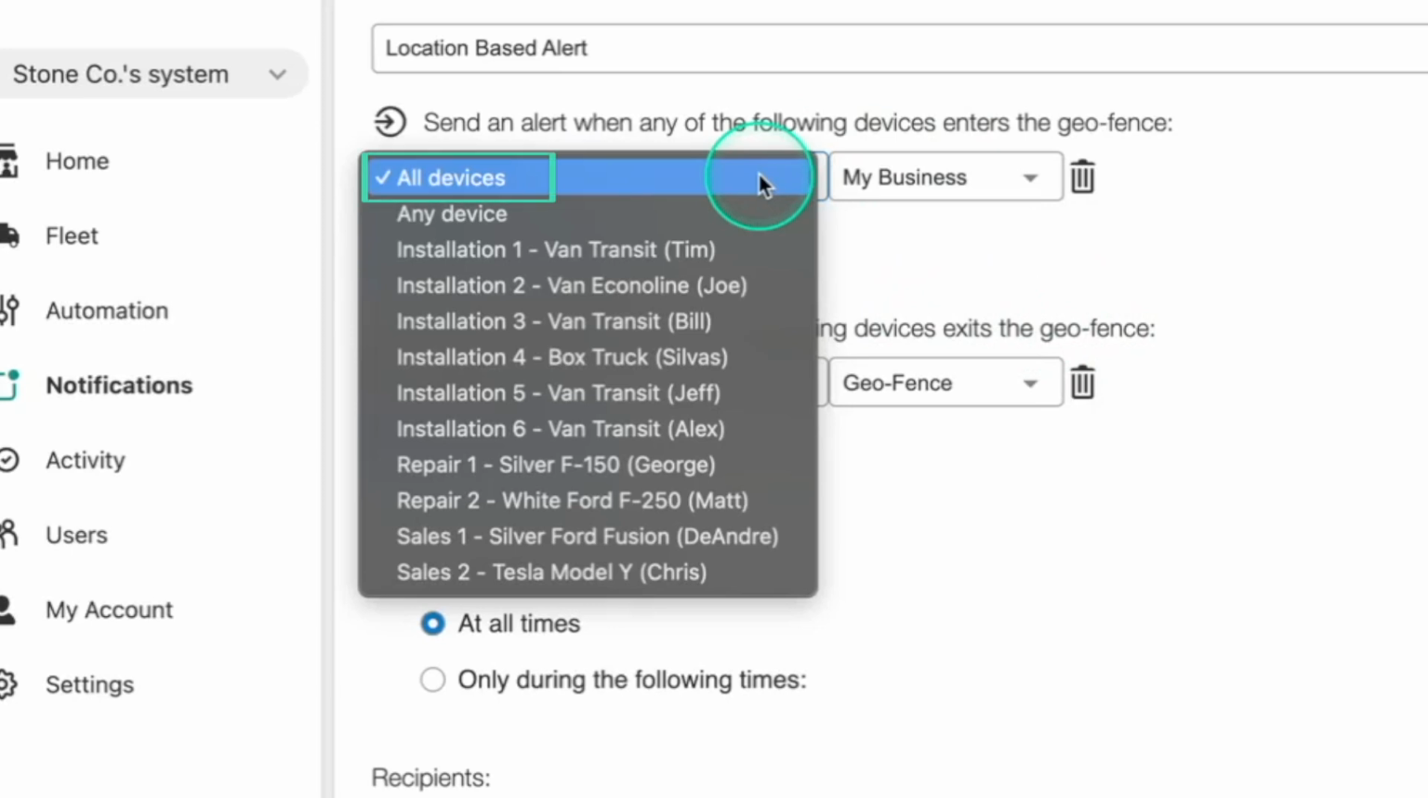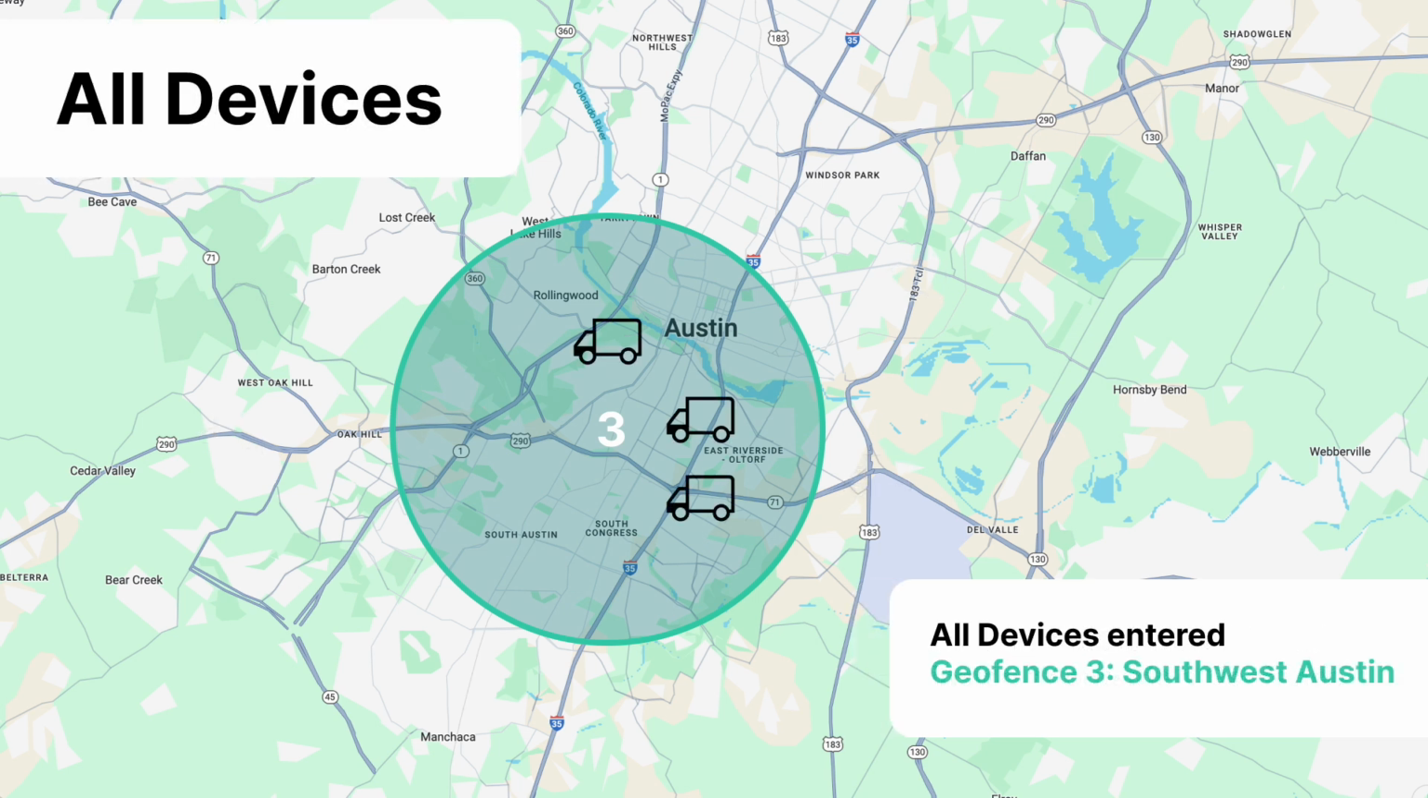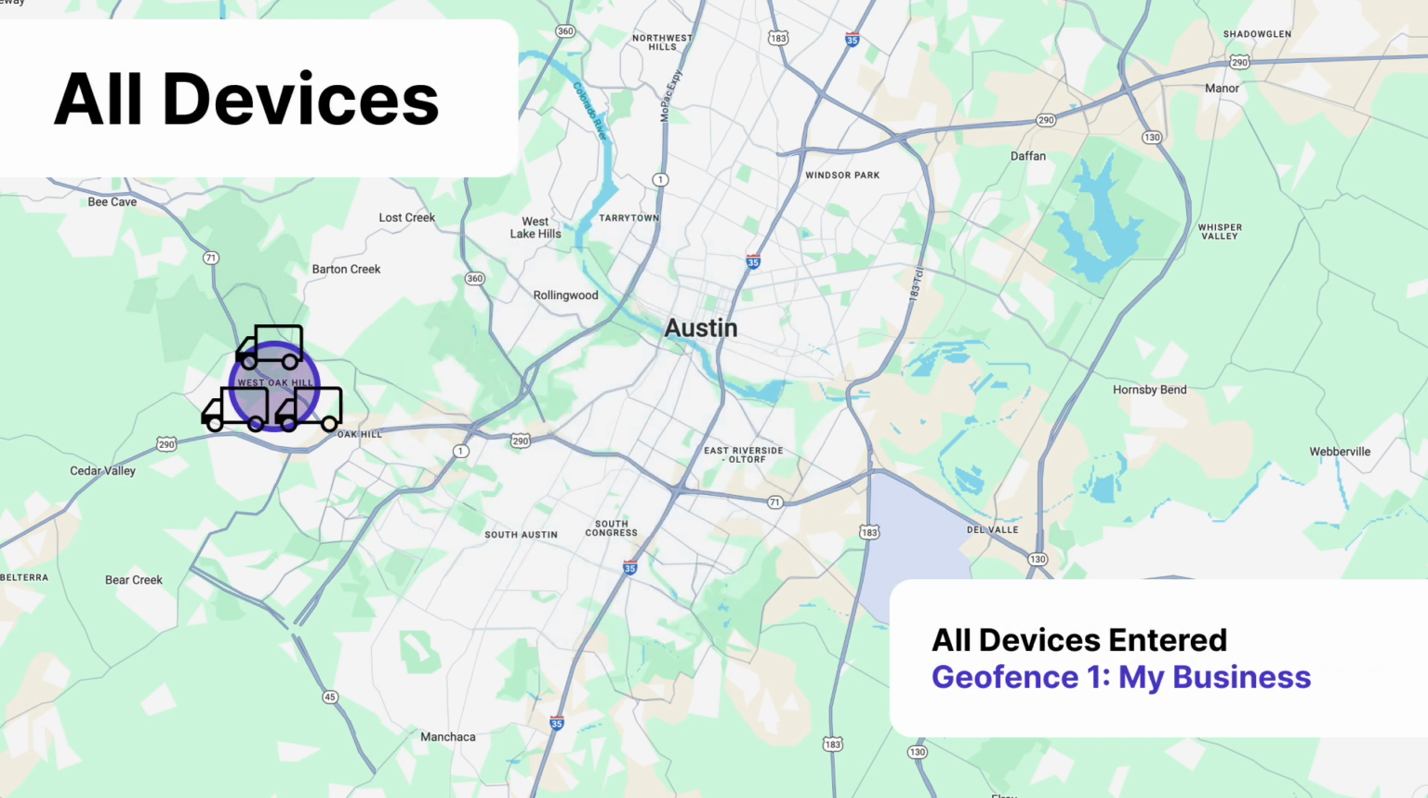All devices is a slightly different option. Selecting All devices means that all of your vehicles have to be in or out of the geofence before you receive a notification. You will receive the notification when the last vehicle enters the geofence. You could set this notification up when you only want to be notified when all vehicles are in a geofence. For example, all vehicles have entered My Business geofence.